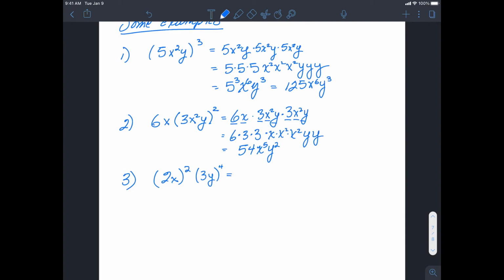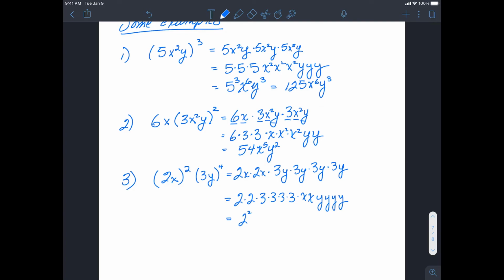Our last example will be this one, 2x squared times 3y to the 4th. So this would be 2x times 2x times 3y times 3y times 3y times 3y. Gathering like terms using any order, any grouping. This is 2 times 2 times 3 times 3 times 3 times 3. And then there are 2 x's and then 4 y's.